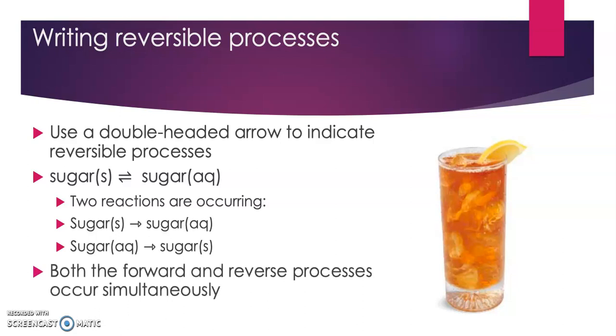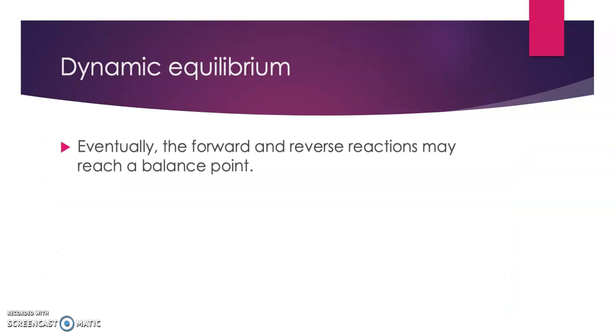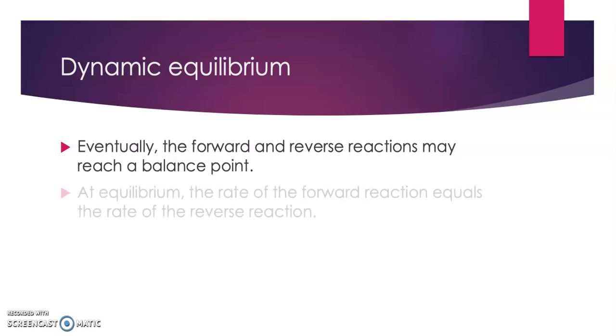And in many situations, both forward and reverse processes can occur at the same time. And in fact, when equilibrium is involved, they are both occurring simultaneously and they don't stop. This becomes a difficult idea. So when they reach this balance point, we call this dynamic equilibrium. Dynamic because it keeps going, but equilibrium because we're not seeing changes on a big scale.